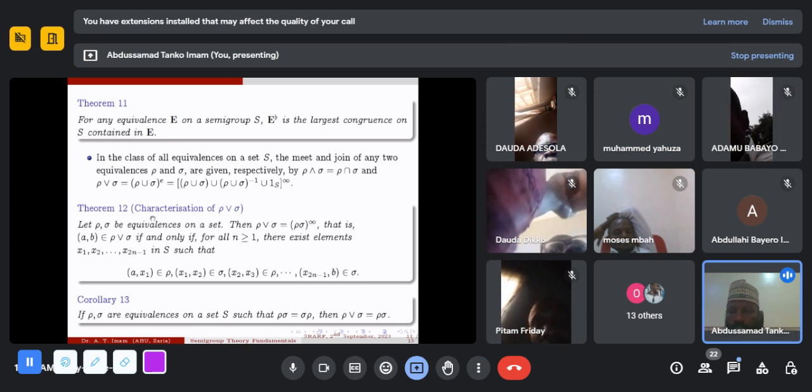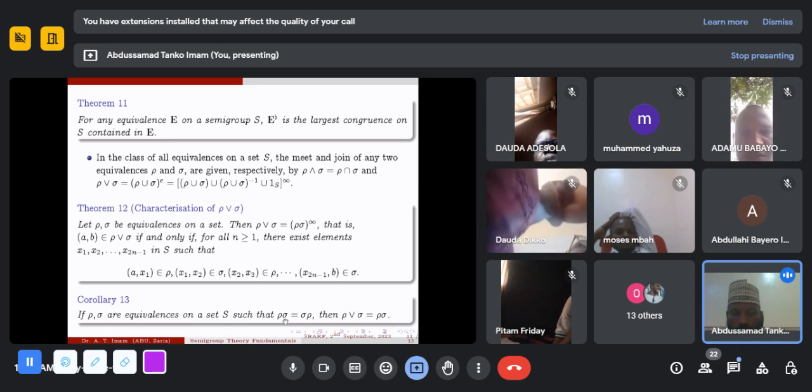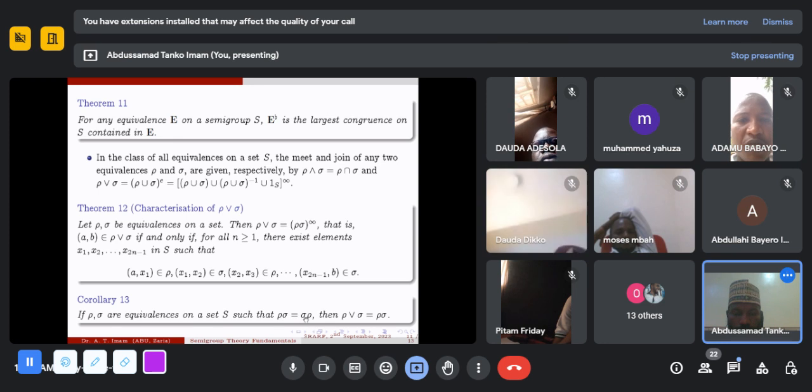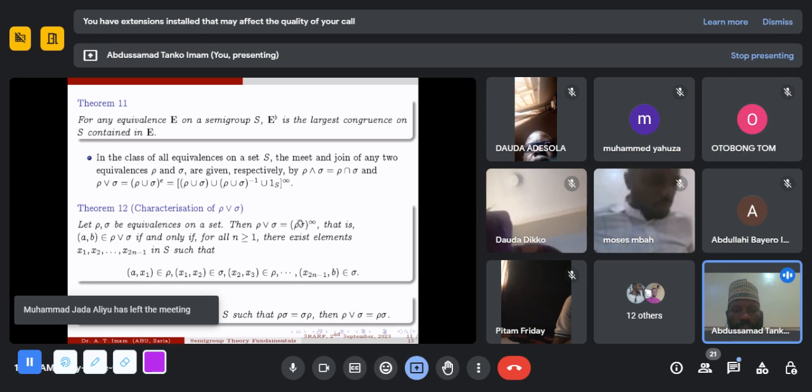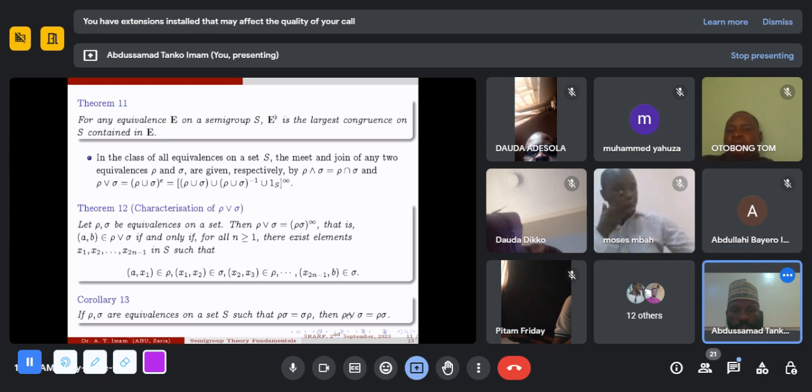But then the most important corollary here is the special situation where rho and sigma commute. So if it happens that you have equivalence relations rho and sigma and they are commutative, meaning the composition of rho with sigma is the same thing as composition of sigma with rho, then the join is nothing but the composition. So you don't need to take the transitive closure. Just compose the two and that is the join. There is no need to take the transitive closure.